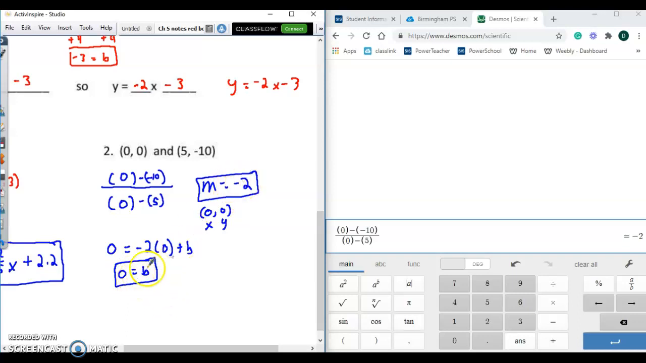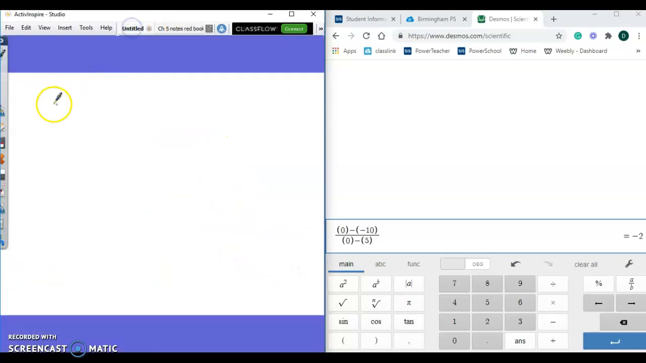Using my slope and my b, now I can write the equation in line. Y equals -2x, and then if you want to put plus 0, you can, but you don't have to. Right? And again, it doesn't matter which one we use. Let's say I used 5, -10 instead of 0, 0. Let's see what that comes out to. All right? So m equals -2 and 5, -10, it should come out to this as well.